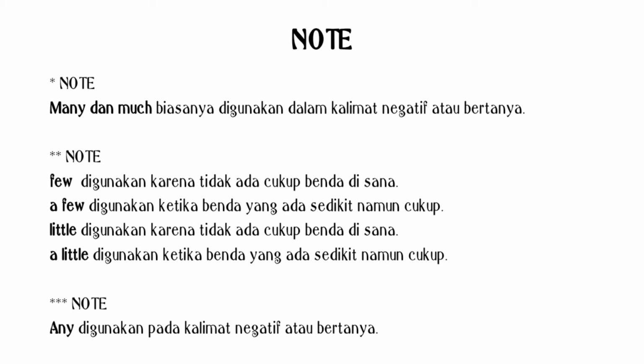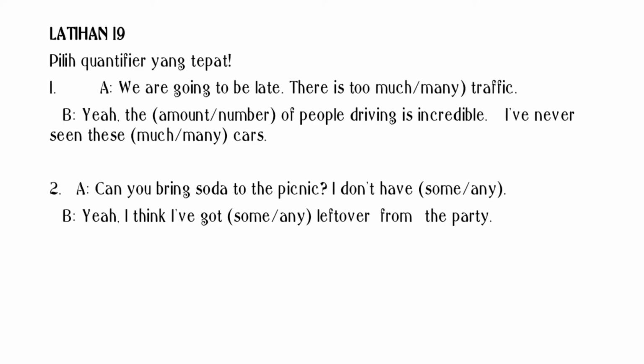Now the negative one is: I don't have any friends here. If you want to make it positive, you have to change any into some. For example, I have some friends here. That is a positive sentence. So any is for negative and interrogative sentences, while in positive sentences you use some.